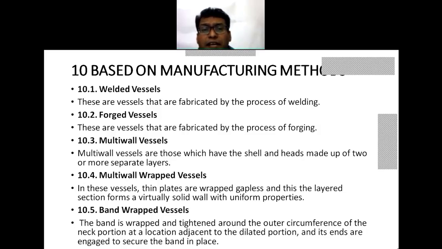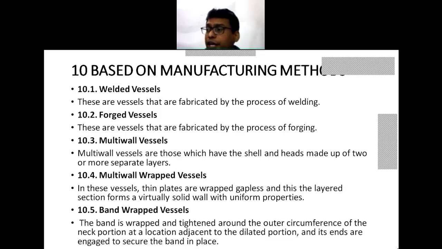Then based on the manufacturing method, how that vessel is manufactured, whether it is simply welded or a forged vessel, forging, casting, then it can be multi-walled vessels, then multiple wrapping, that is band wrapping, can also be there. So welded vessels are the vessels that are fabricated by the process of welding, which is the most common.